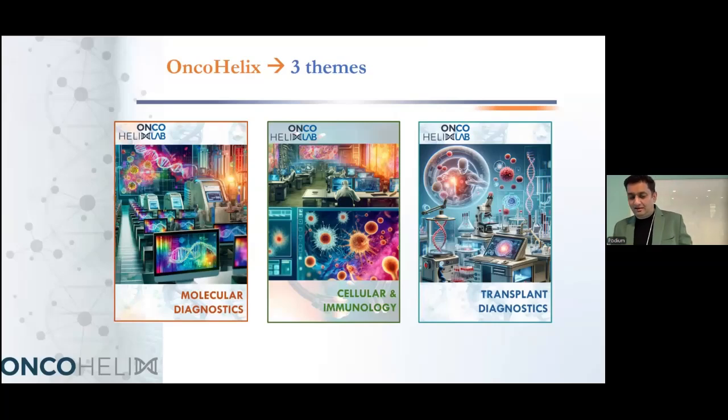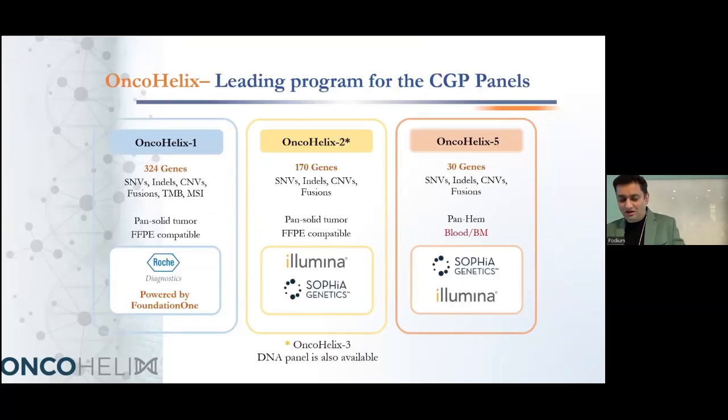Okay, these are our 3 major arms: molecular diagnostics, cellular immunology, and transplant diagnostics. But for today's presentation, I'm focusing mainly on our molecular diagnostic arm. We are one of the leading programs for comprehensive genomic profiling panels. We have 3 CGP panels: OncoHelix 1, which many of us also know as the Foundation 1 panel. So OncoHelix offered the Foundation 1 panel in partnership with Roche here in Calgary.